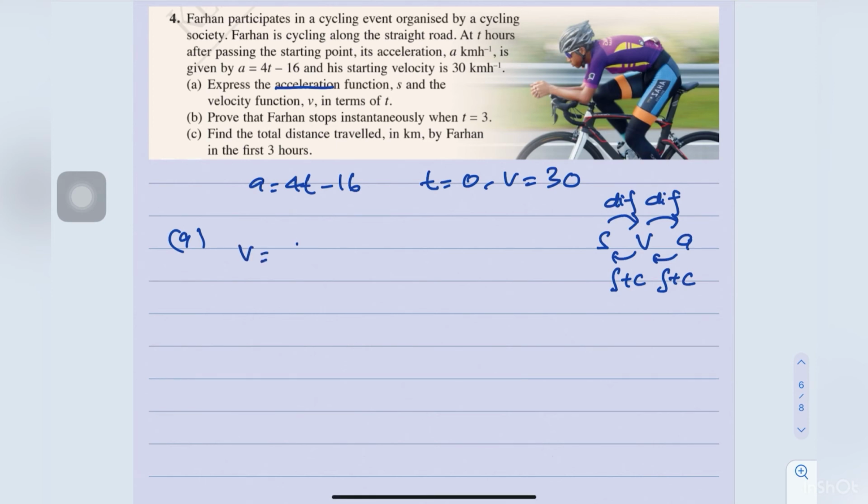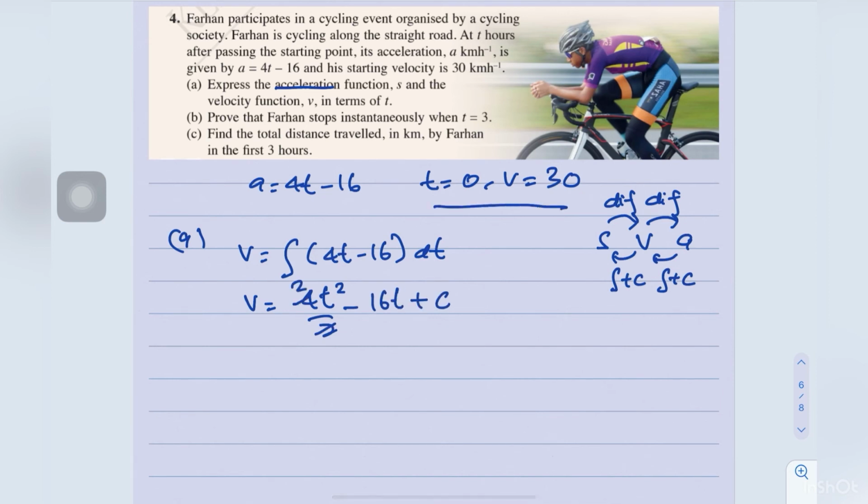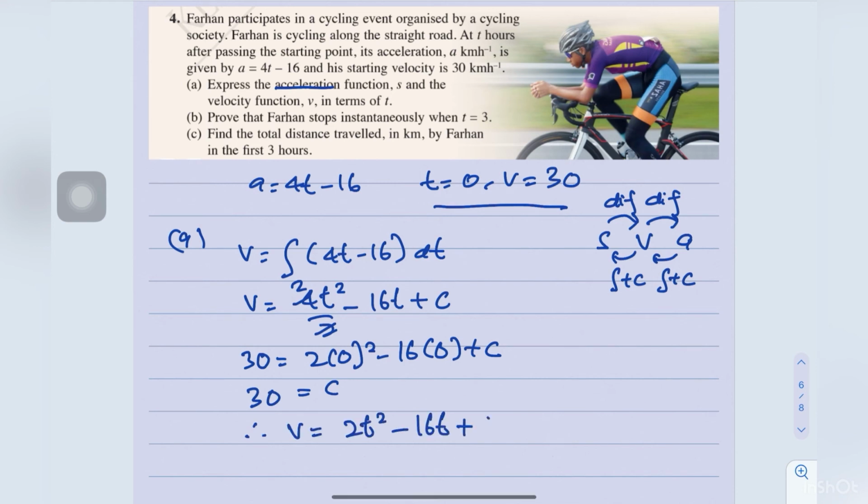Velocity is the integral of acceleration, so we integrate 40 minus 16t with respect to t. So v is 4t squared over 2 minus 16t plus c. The initial velocity is 30, so when t is 0, v is 30 equals 2 times 0 squared minus 16 times 0 plus c, so c is 30. Then v is 2t squared minus 16t plus 30.